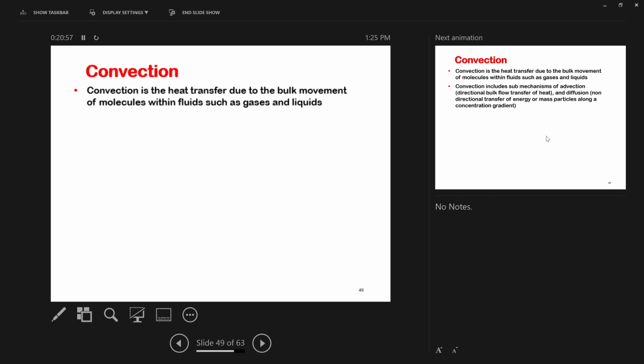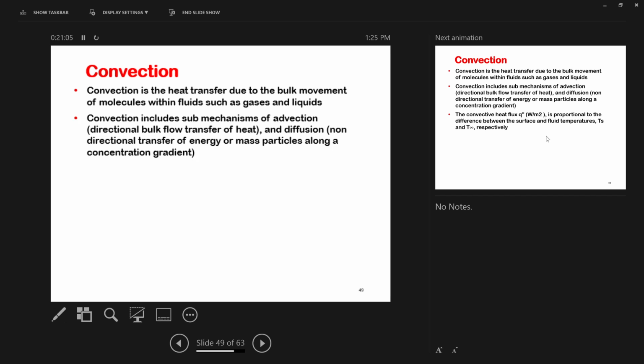The convection, we define convection as the heat transfer due to the bulk movement of molecules within the fluid, such as gases and liquids. Convection includes two sub-mechanisms. We have advection and diffusion, right? And we usually block them together and only do the convection analysis. We don't do advection and diffusion separately, at least in this lab, and also in the heat transfer course.